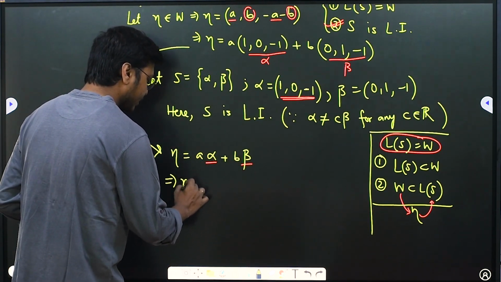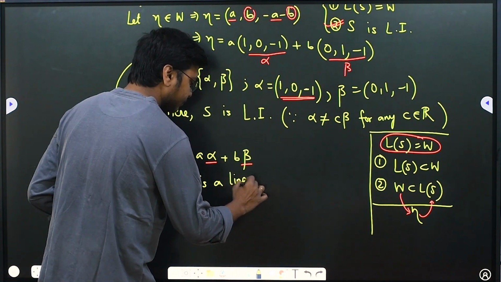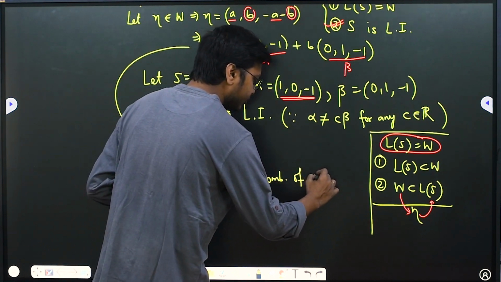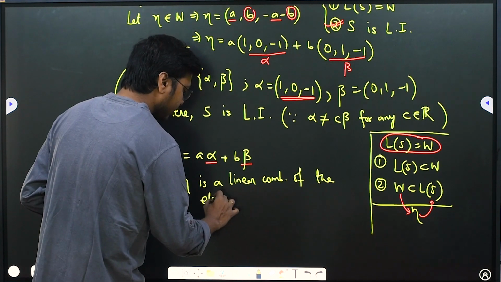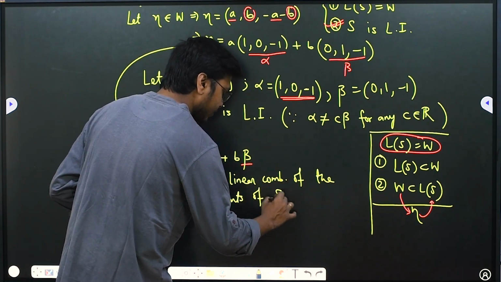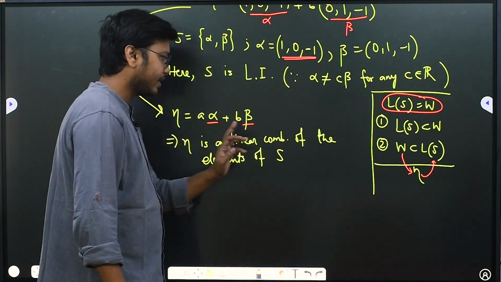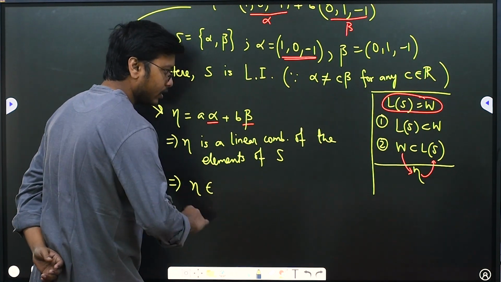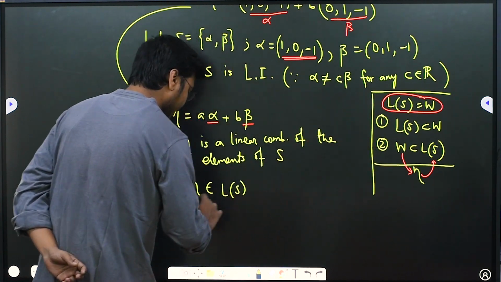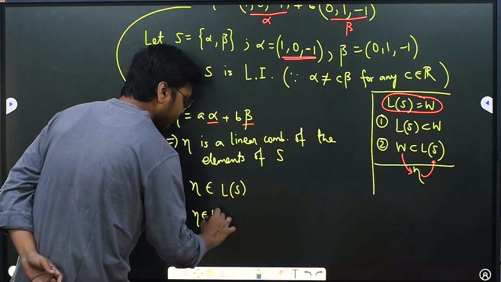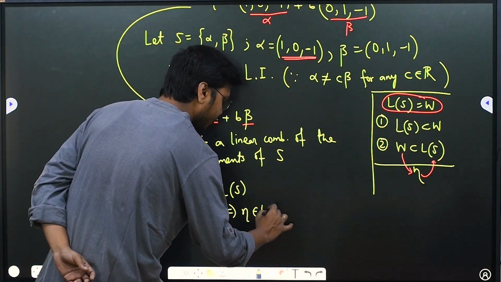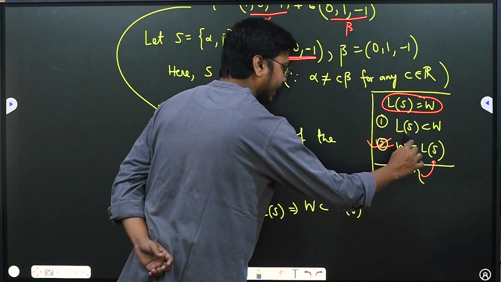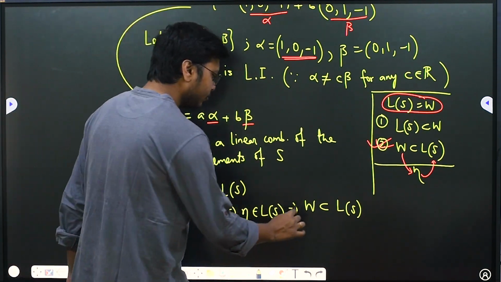So this implies eta is a linear combination of alpha and beta, which belong to the S set, so a linear combination of the elements of S. Okay, so since eta is randomly taken from the W set, over here I can say that eta belongs to L of S and it is randomly taken from W. So therefore eta belongs to W implies eta belongs to L of S, which means W is a subset of L of S. Okay, so I have got my second criterion here, that W is a subset of L of S.